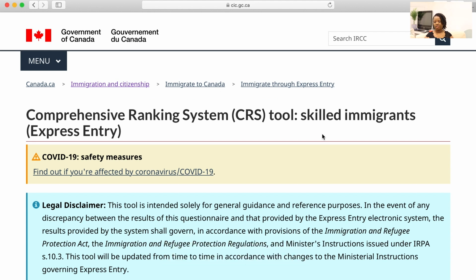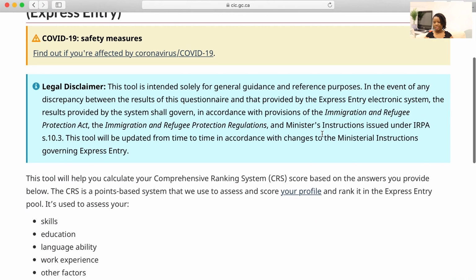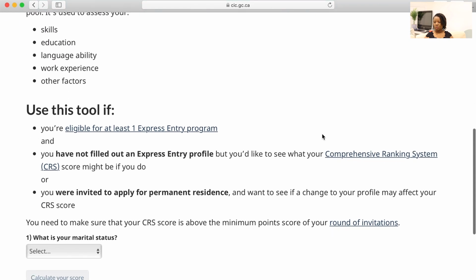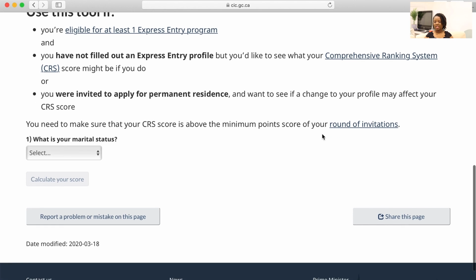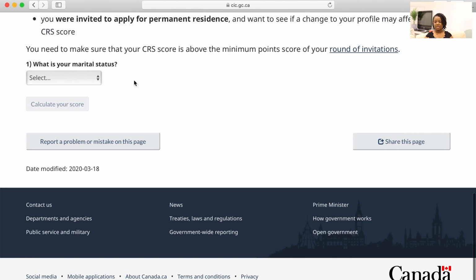Now here you just see a bunch of disclaimers. Read that, but we're not going to read that right now because of time. So let's get right into it. The first question is, what is your marital status? And you have all these options right here. I'm going to use two different profiles.